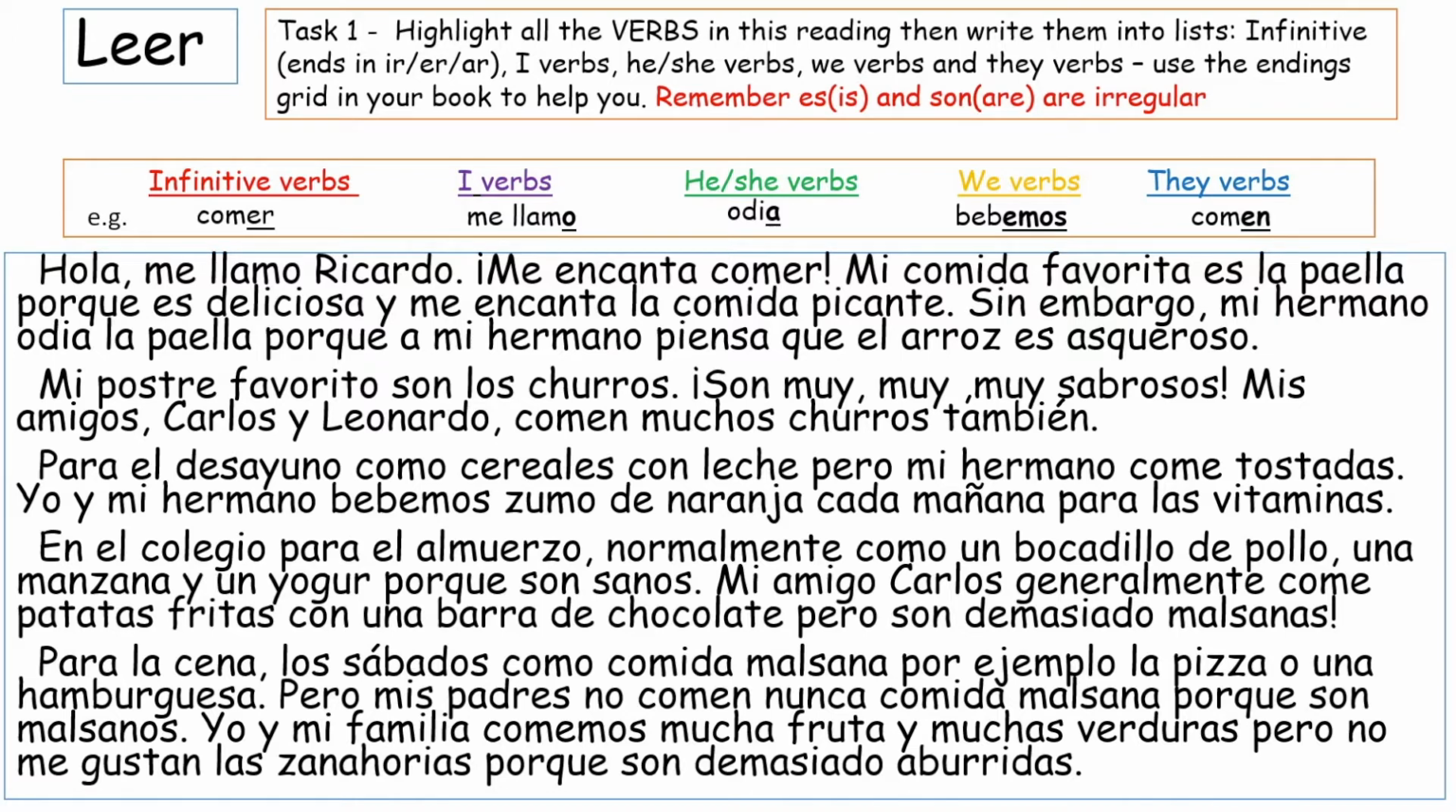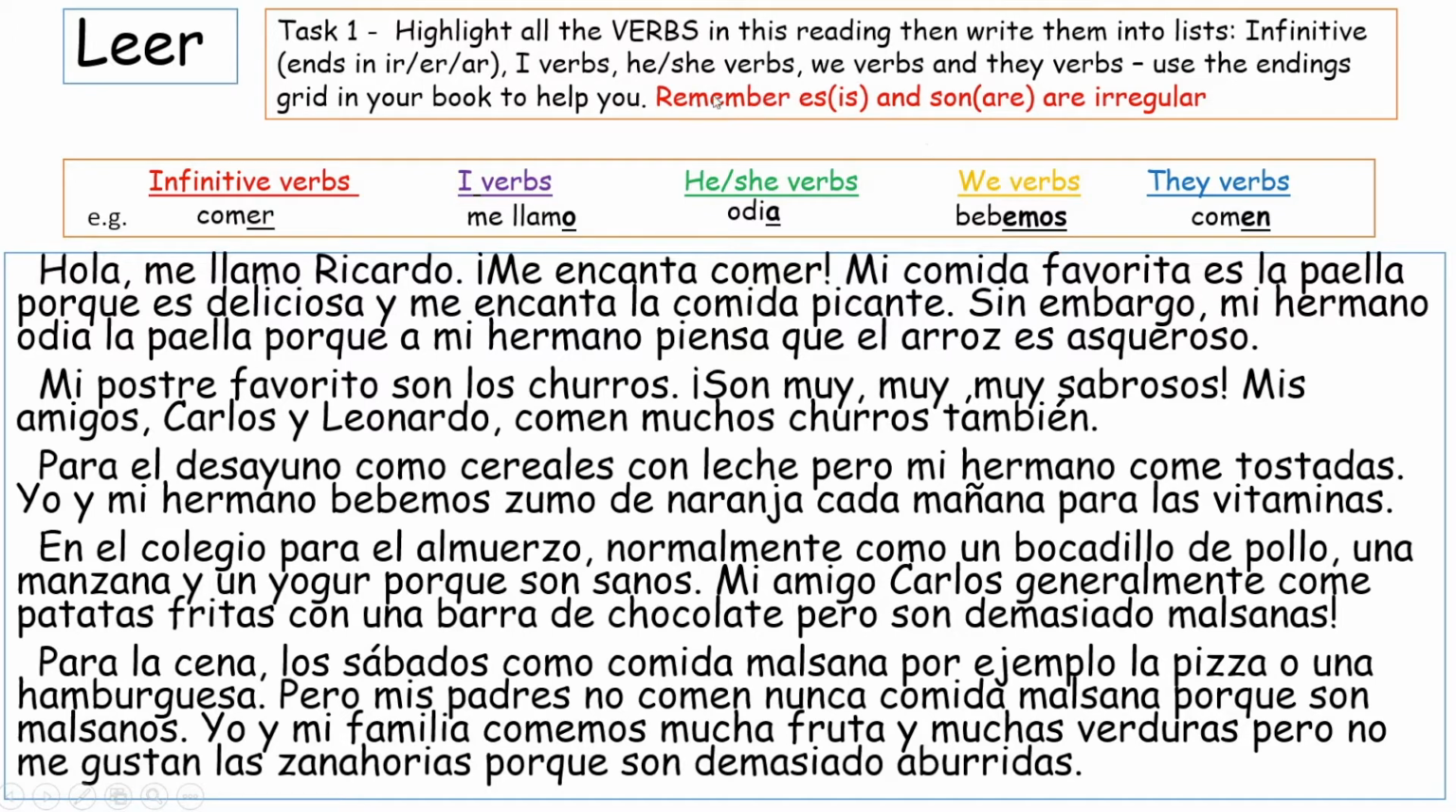So what you need to do, like I said, is to highlight all of the verbs in the text and then write them in the columns. You don't need to colour code your verbs, you just need to highlight them. One colour's fine. By putting them into columns, you will show that you know which type they are. I've given you some examples to remind you of what they should look like: the infinitive verb, the verb that ends in er, or ir, and so on; I verbs, he/she verbs, we verbs, and they verbs.